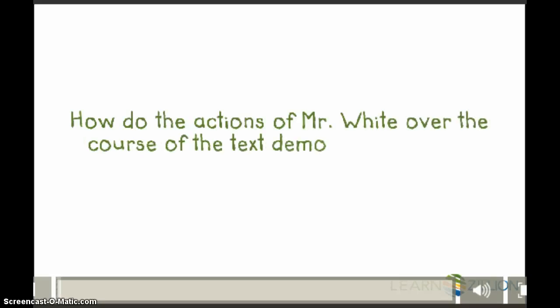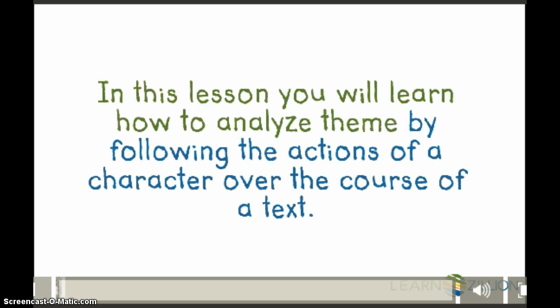Mr. White over the course of the text demonstrates theme. In this lesson, you will learn how to analyze theme by following the actions of a character over the course of a text.